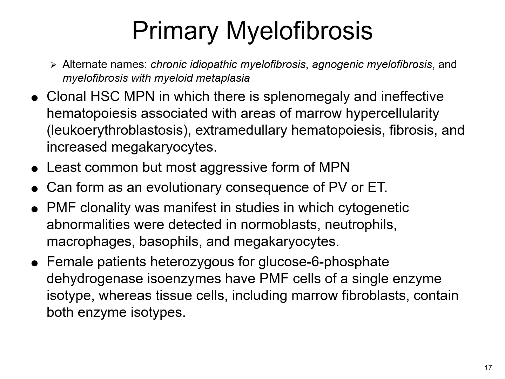Now, primary myelofibrosis does have some alternative names that it has been referred to in the past, so if those are used, don't let that confuse you. But again, it too is a clonal hematopoietic stem cell myeloproliferative neoplasm, in which there is splenomegaly and ineffective hematopoiesis associated with areas of marrow hypercellularity. So you're going to have leukocyte and erythrocytic type blast, extramedullary hematopoiesis, fibrosis, and increased megakaryocytes.